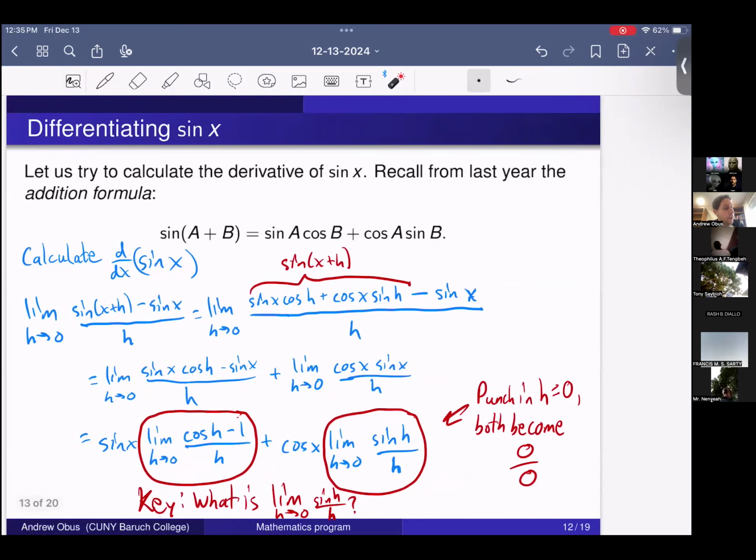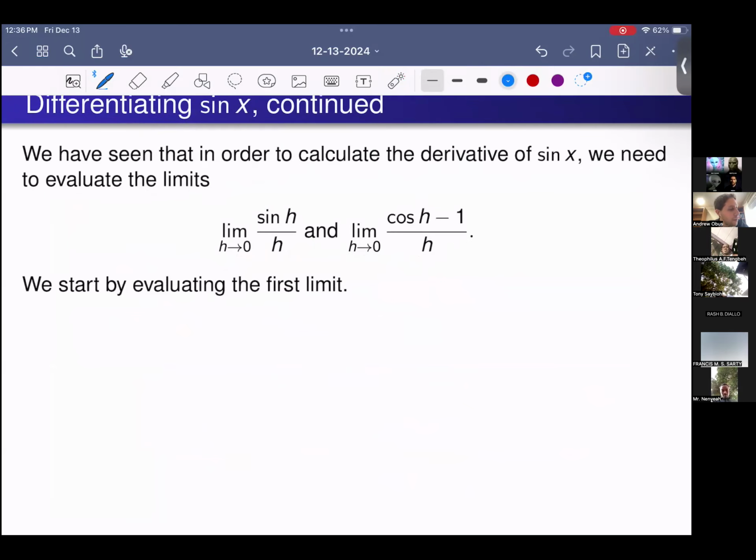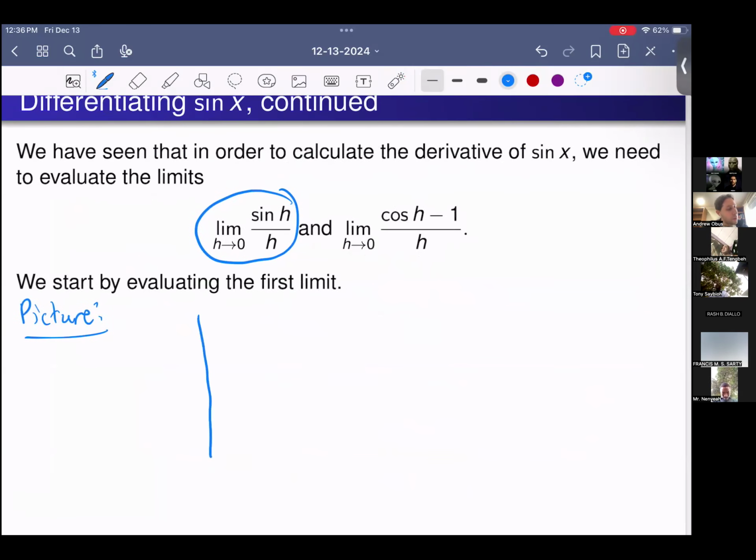All right. So this is what we're seeing. We've seen that in order to calculate the derivative of sine of x, we need to evaluate the limits of sine of h over h and cosine of h minus 1 over h. And so to do this, we're going to do sine of h over h here. And so to do this, I'm going to draw a picture. Okay? So I'm going to draw a picture like this.